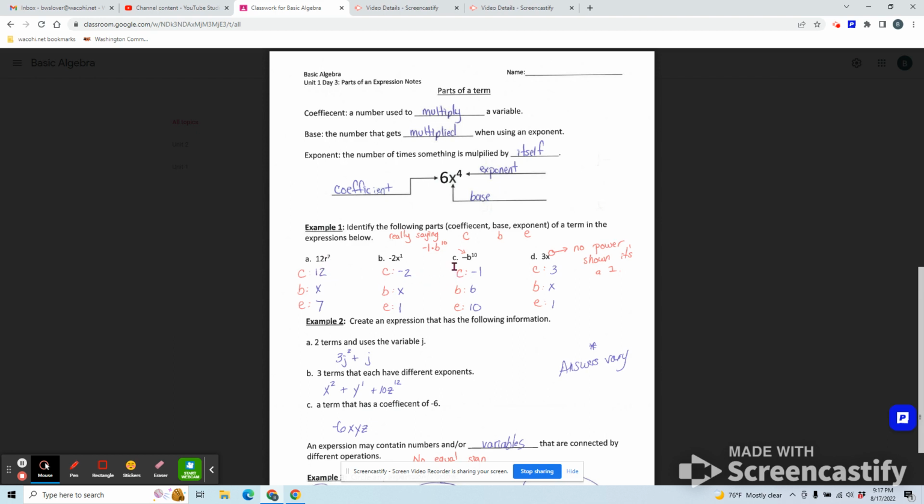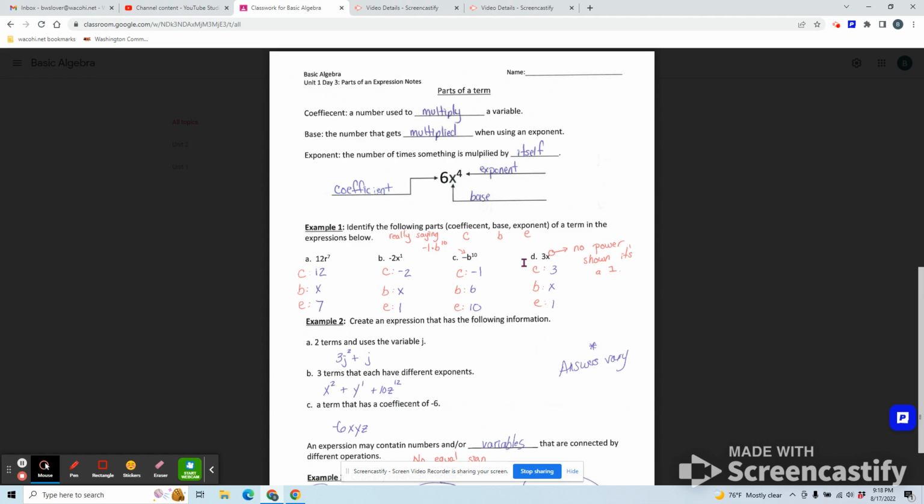So let's look at C and D. I've got different notes for C and D. So it says negative b to the 10th. So right here, I said what it's really saying. Negative b is really saying negative 1 times b raised to the 10th power. So that means my coefficient is negative 1, my base is b, and then my exponent is 10.